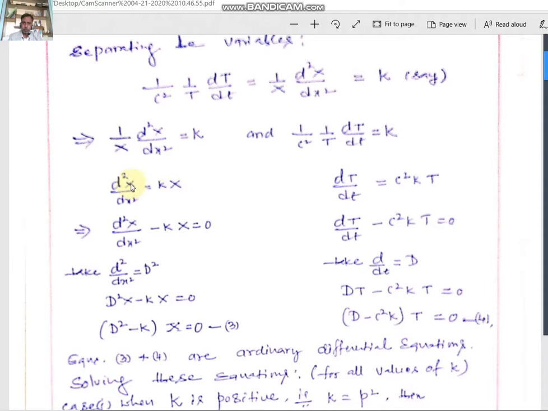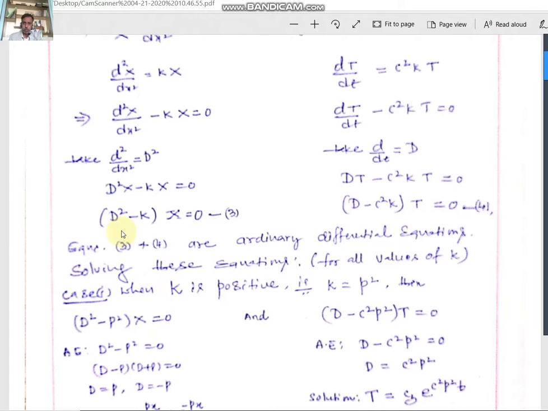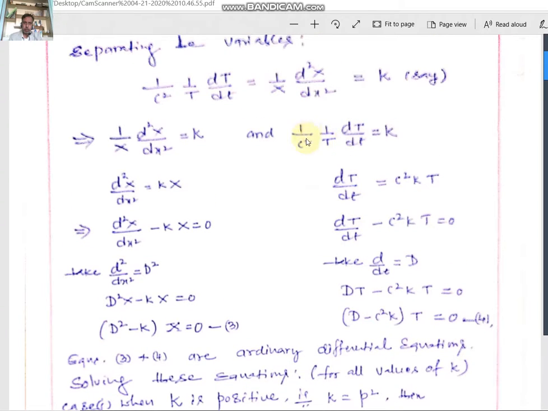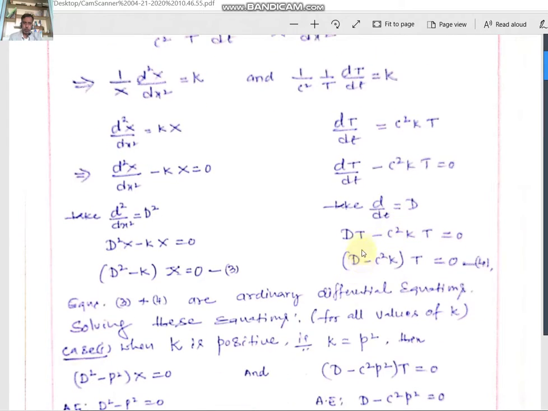So cross multiply this, it becomes d square X by dx square is equal to kX, and then it becomes in the form of an ODE, ordinary differential equation, and D square minus k is the auxiliary equation. Similarly, 1 by c square 1 by T dT by dt is equal to k. Cross multiply, simplify and write in the form of dT by dt minus c square kT is equal to 0, or take T as a common factor, D minus c square k into T is equal to 0.